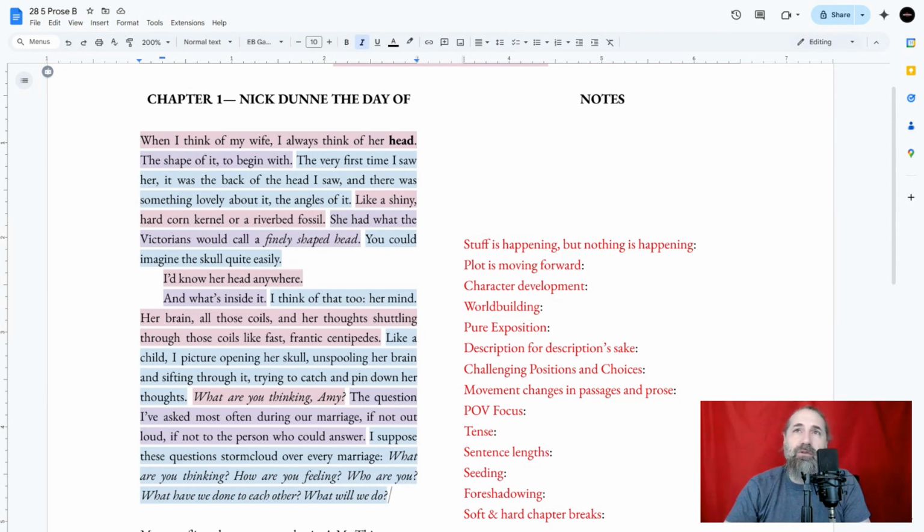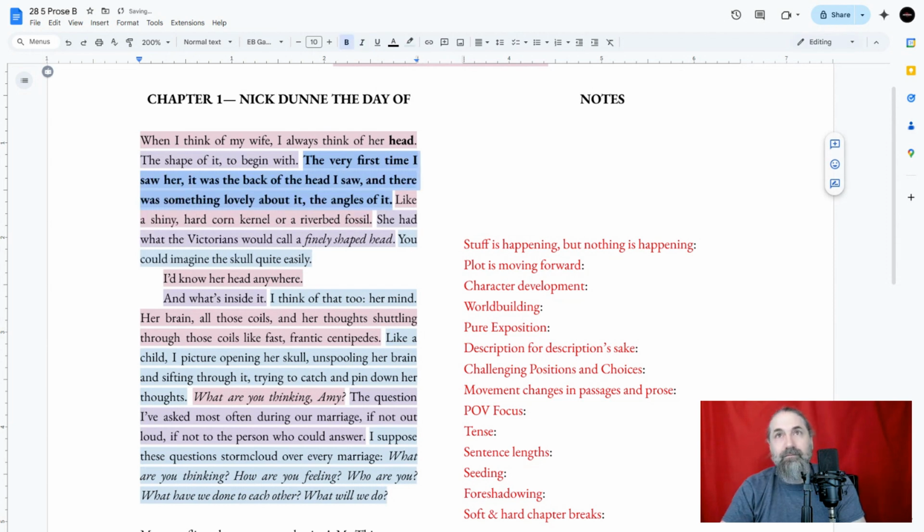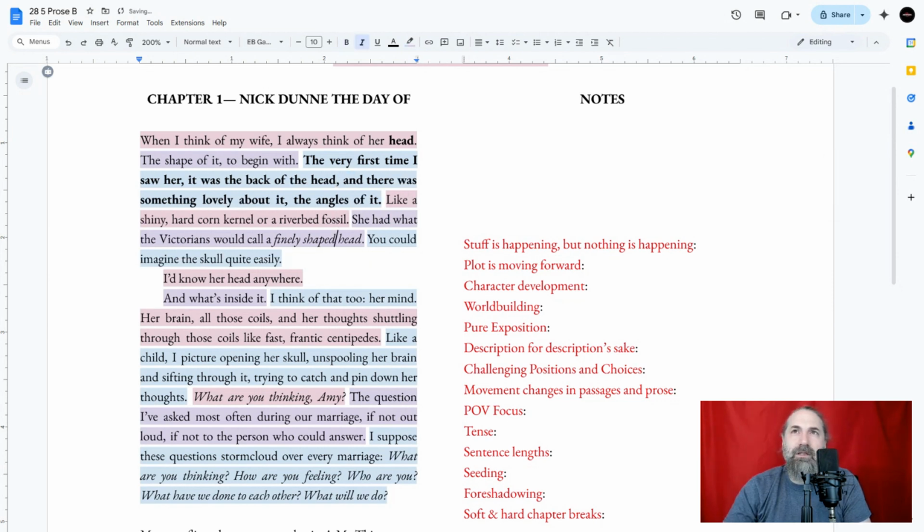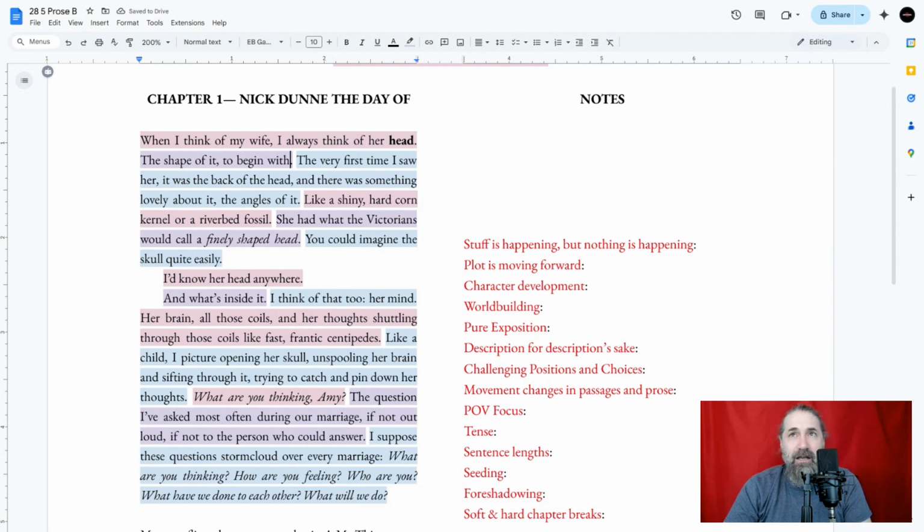But I also want to talk about something real quick. This line right here: the very first time I saw her, it was the back of her head I saw, and there was something lovely about it, the angles of it. Technically, that would be the cleanup: the second "I saw" should be taken out for clarity and flow. The very first time I saw her, it was the back of her head, and there was something lovely about it, the angles of it.